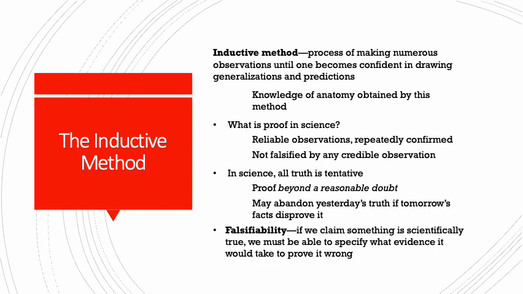Falsifiability is if we claim something is scientifically true, we must be able to specify what evidence it would take to prove it wrong. So in order to say something is 100% true, you have to be able to tell me this would prove it wrong. So that is falsifiability in science.